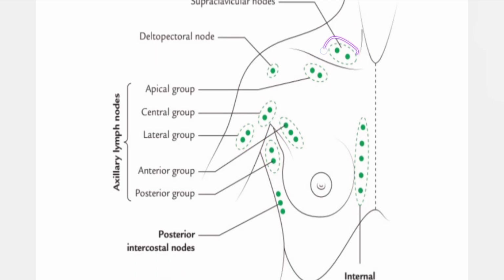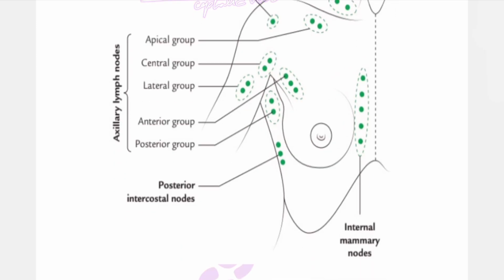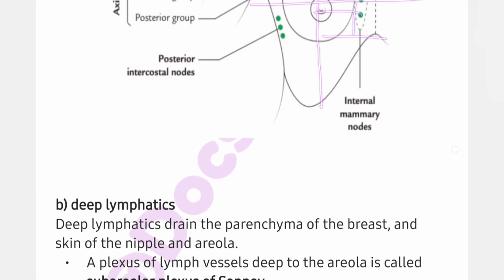So you have supraclavicular lymph nodes here. You have deltopectoral node that is located in the deltopectoral groove. So in deltopectoral groove you have deltopectoral node plus cephalic vein. Okay, cephalic vein. And you have posterior intercostal node here. So you can just say by the diagram it drains the lower lateral compartment of breast, and you have internal mammary nodes that drain the medial quadrant of breast.